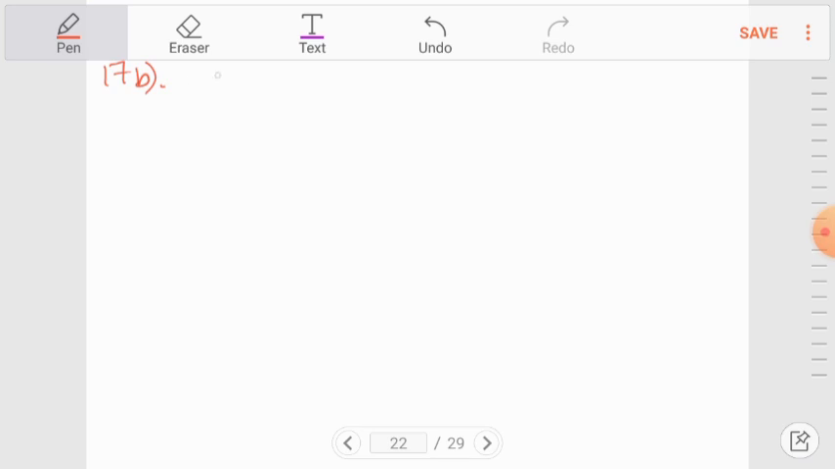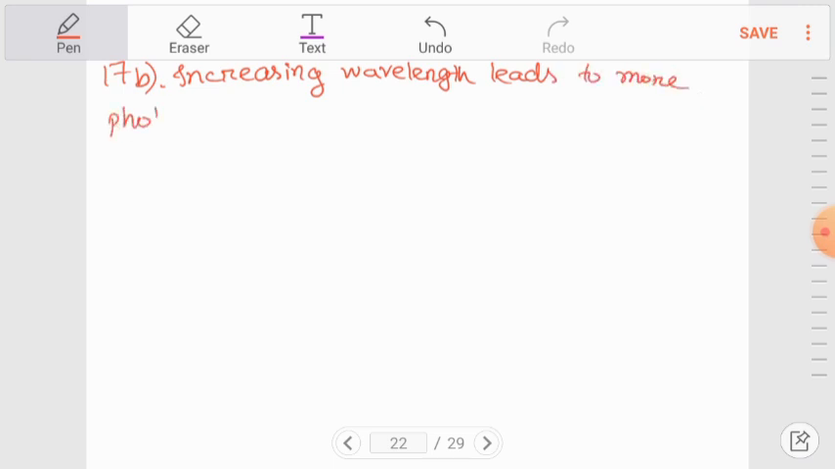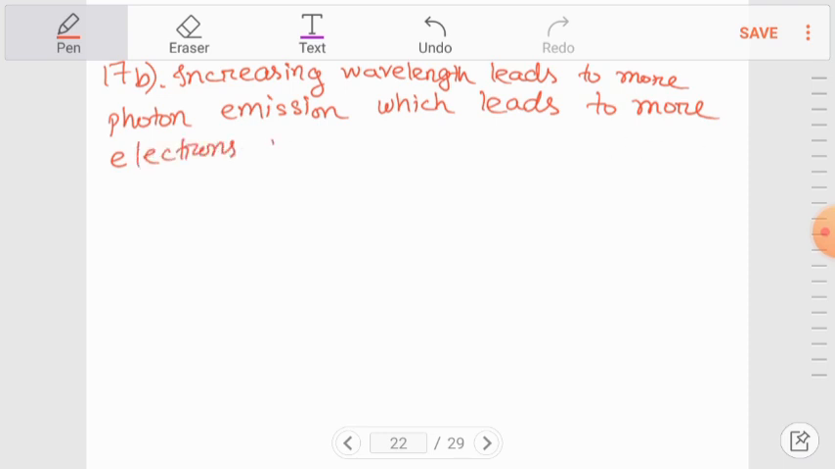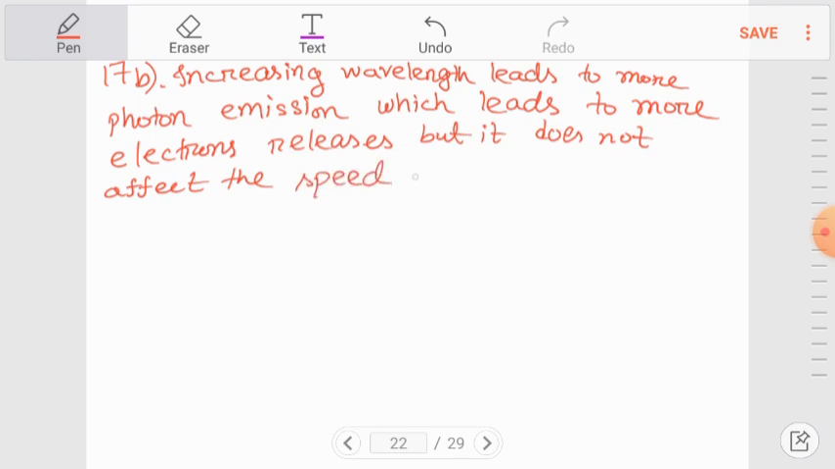Increasing wavelength leads to more photon emission, which leads to more electrons release, but it does not affect the speed of the electrons.